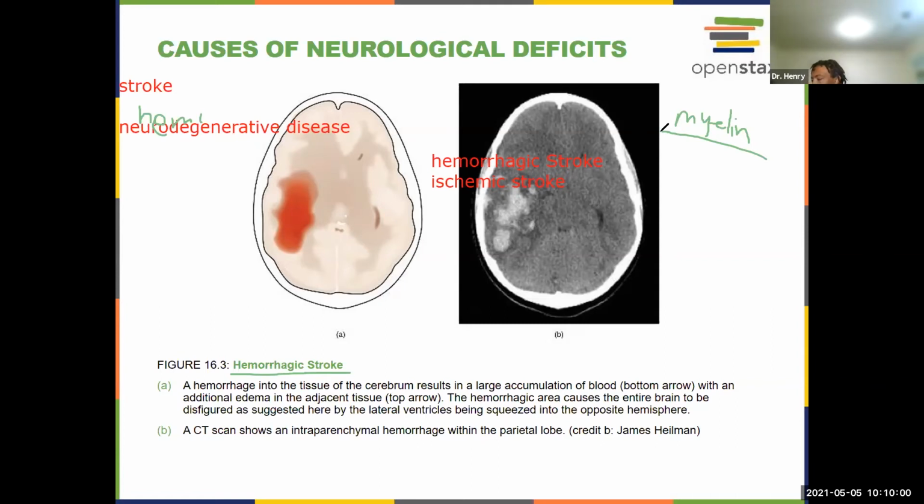And so MS can be two types. You can have MS as a result of a genetic disorder, or you can have MS as a result of an autoimmune disease where myelin is being attacked, and so the myelin that's insulating the nerve cell is being attacked. As a result of that, the nerve cell is being affected directly.